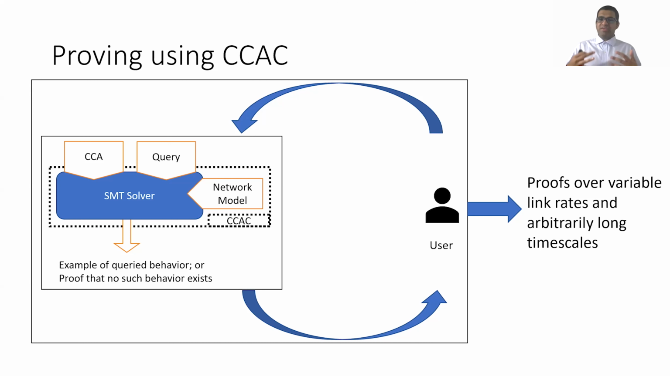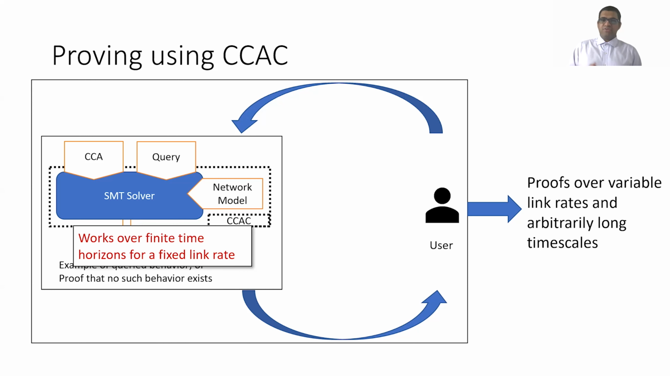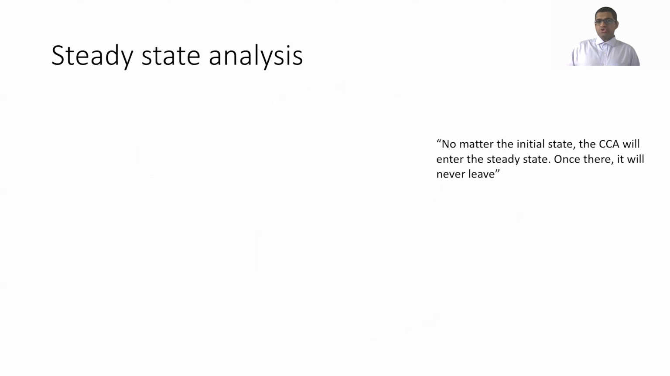We said earlier that we can put a human in the loop to produce proofs over variable link rates and arbitrarily long time scales, even though SIGCOMM itself works only over finite time horizons for fixed link rates. And to do so, we use steady state analysis, where we try to prove that no matter what the initial state is, the algorithm and the network will eventually enter something we call a steady state. Once there, it will never leave.